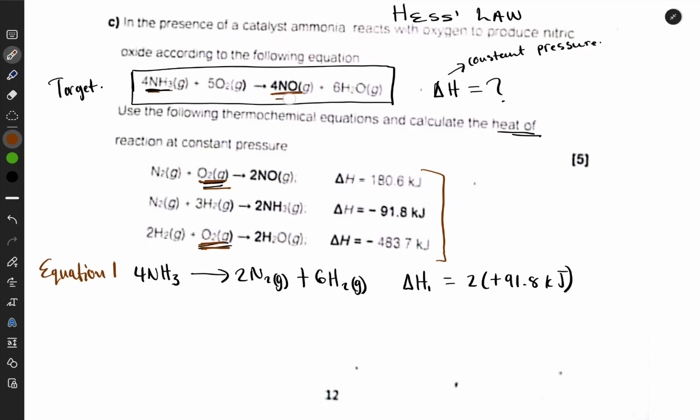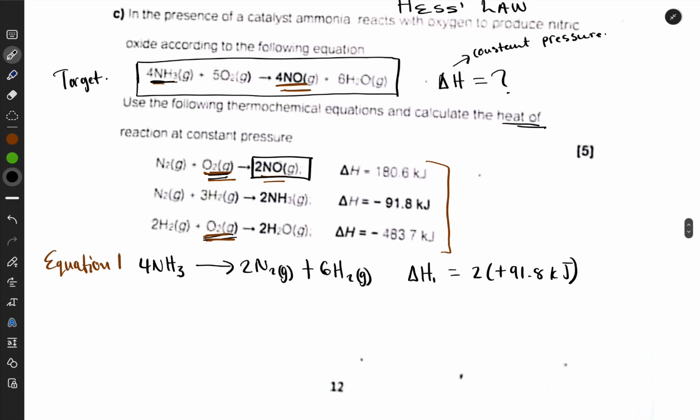I'll go to the next one, which is NO. Now, how many times do I have NO? I have it in the first one. What about in the last one? I don't have it in the last one. So I can use NO. And now what should I do to pick this guy? I know I'm going to work with NO. In my target, he is at the product side. So here he should be at the product side. And he is. So I leave him. In my target, we have 4 moles. Here we have 2. So we should double.